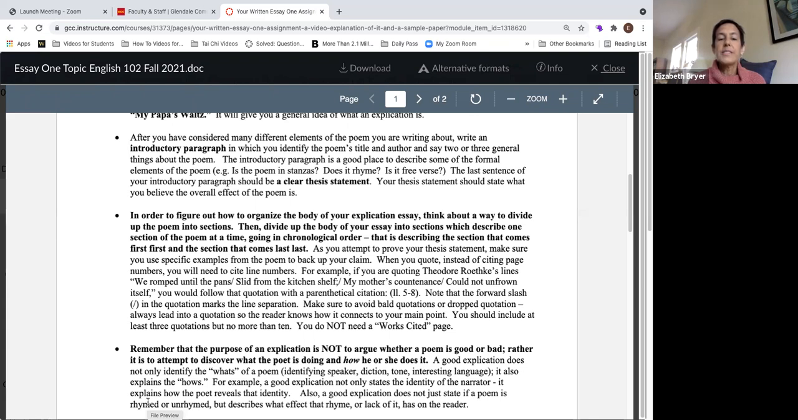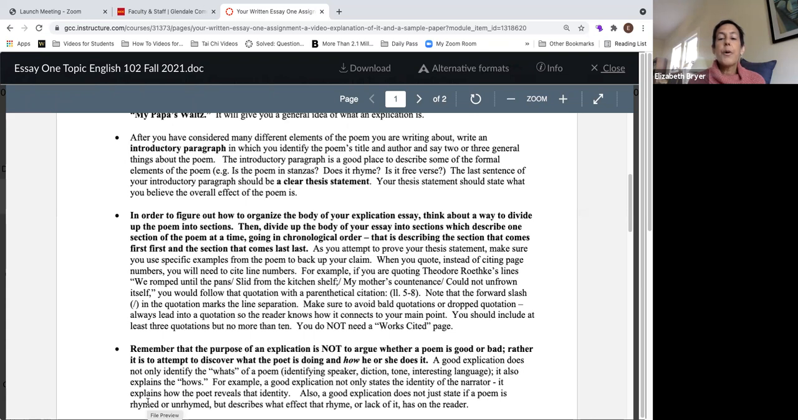Note that the forward slash in the quotation marks the line separation, the line break. So when you're quoting from poetry, you always put a slash at the place in the poem where there's a line break.